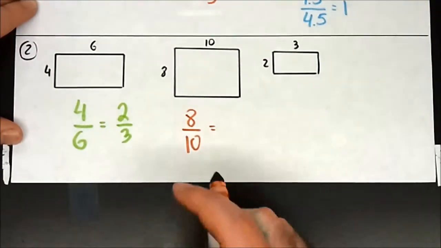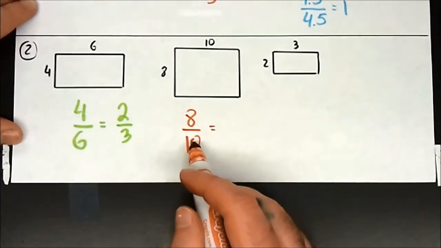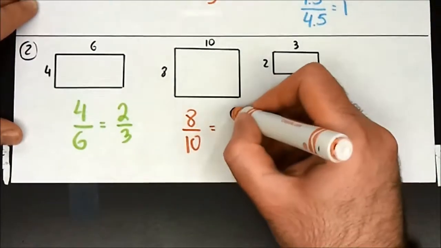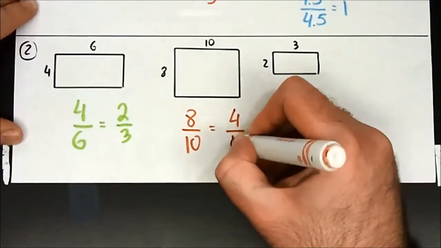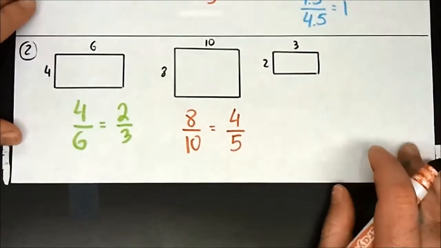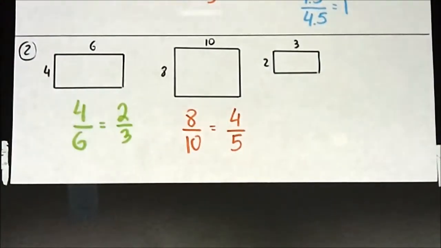Again, 2, 8 is 2 times 4, 10 is 2 times 5, so that's going to be 4 over 5. Alright, are those two ratios the same? No, they're not, so no proportionality there, which means these two are not similar, they're not to scale.